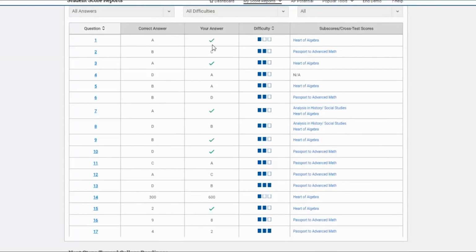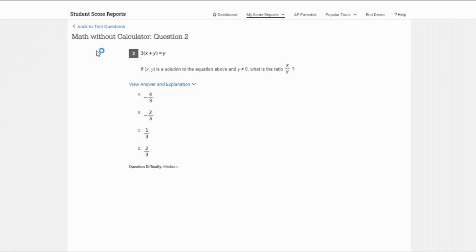If you see a green check mark, you answered it correctly. If you see a letter, you need to review that question. This student missed question number 2. For any missed question, I would encourage students to attempt the problem again before revealing the answer and explanation.